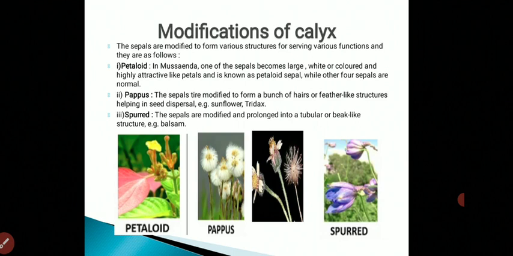That's it from the first floral whorl known as calyx, and each member of the calyx is known as a sepal. So this is all about calyx and sepals.